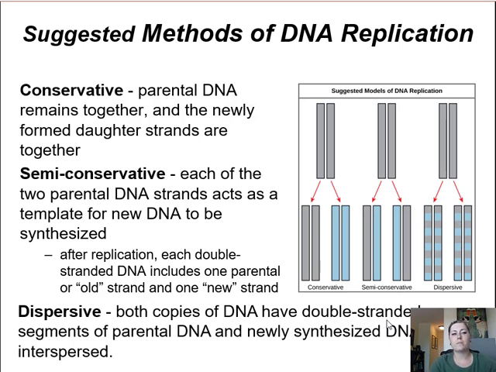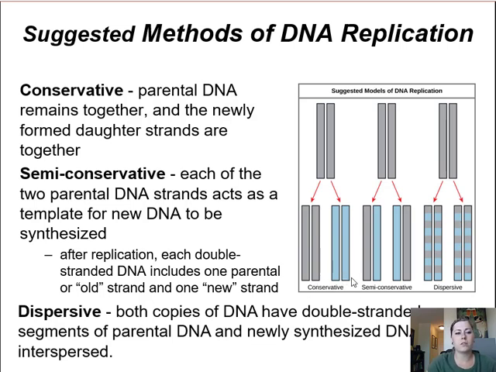So when they started getting into the nitty-gritty of DNA replication, there were three primary methods of DNA replication that they were considering. So the first would be conservative replication, meaning that the parental DNA remains together with the newly formed daughter strands. So this first graphic over here. Parent strands are together, daughter strands are together.